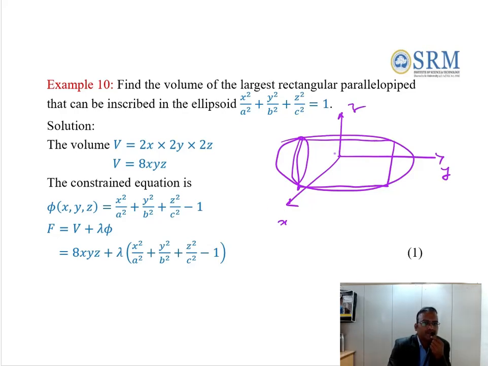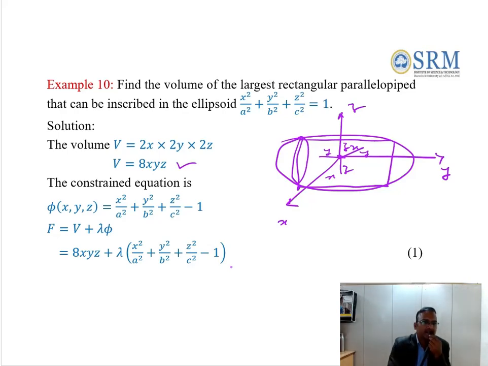The volume is, see, this is the center of the ellipsoid. Therefore, in the x direction this is x units, and here again x units. In the y direction this is y units, and in the z direction z. Therefore the volume is 2x into 2y into 2z. Hence V is equal to 8xyz.